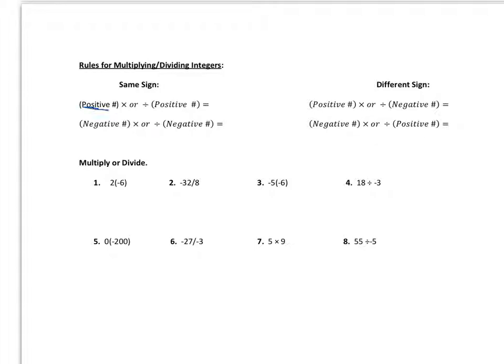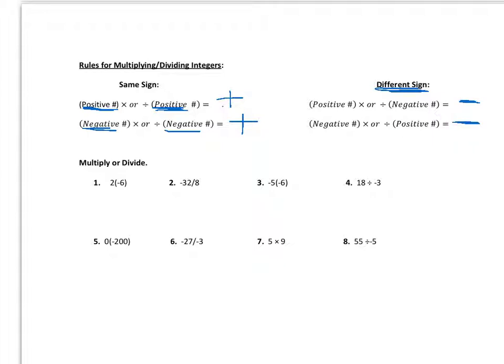All right, first case, if you are multiplying or dividing two positive numbers, your result is a positive. I'll just put a plus. If you multiply or divide two negatives, the two negatives cancel out when multiplying or dividing, and you still get a positive. Now, if they're different signs, if you take a positive multiplied or divided by a negative, you end up with a negative. And if you switch the order around, if you have a negative times or divided by a positive, you still get a negative.